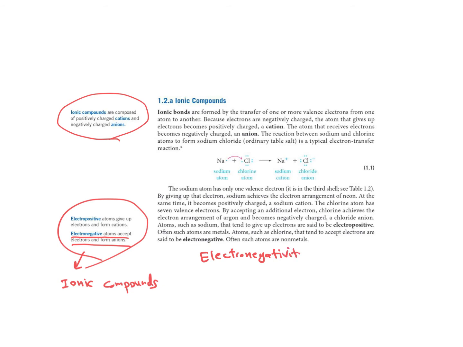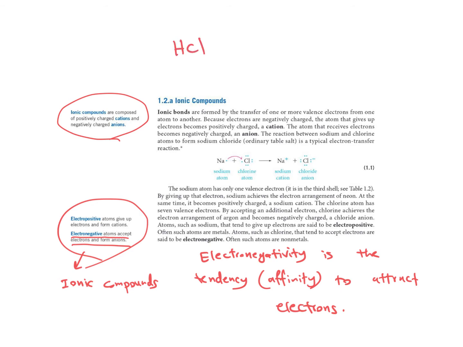Electronegativity is the tendency or affinity to attract electrons. And in the next slides, I also give you some examples from your book. So in general, if you have, for instance, HCl, and we have the electronegativity table that I'm going to show you, this Cl likes to attract electrons more than hydrogen. It's more electronegative.